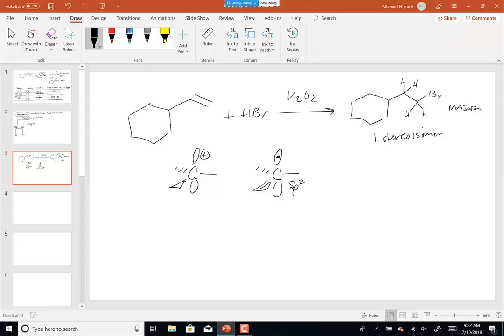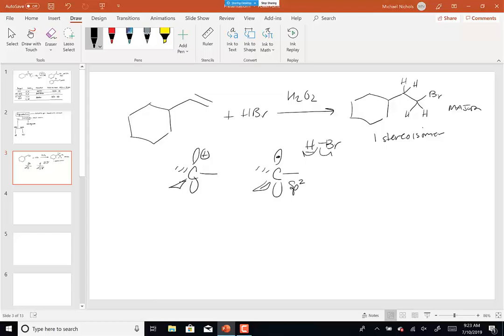So if you think about the last step in the mechanism, it is to have the radical react with a hydrogen atom. Actually, it doesn't react with a hydrogen atom. What it does is it pulls the hydrogen off of the HBr. It abstracts it, is the technical term. So that radical is going to abstract this hydrogen from HBr.